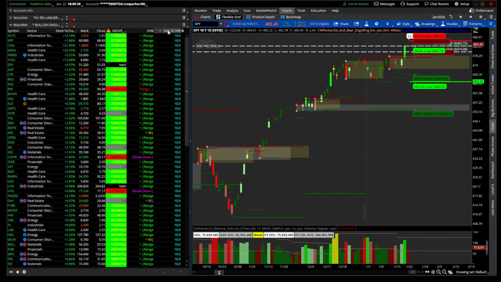If you're unfamiliar with my day score indicator, it really just assigns a score to a stock, whether it's above its previous day levels or below its previous day levels. And anything that is above all its previous day levels will get a 10.